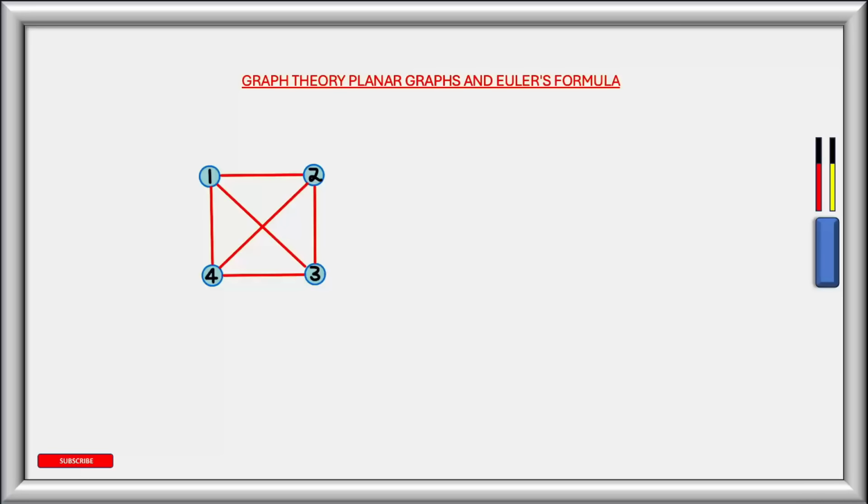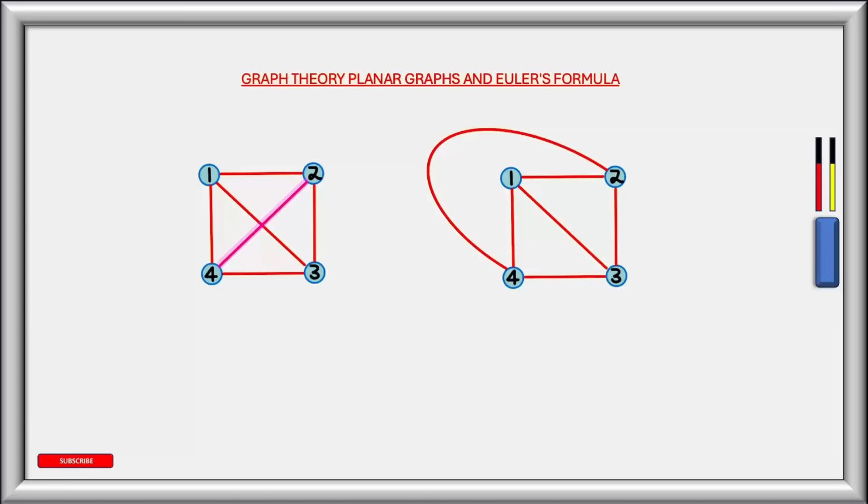Look at this K4 graph on the board. It has 4 vertices and 6 edges. It has crossing edges in the center, which might suggest it's non-planar. However, if we redraw this diagonal edge around the outside of the square, the crossing is removed. Because a version exists where no edges cross, it's officially a planar graph. Planarity is about whether it's possible to draw a graph without crossings.